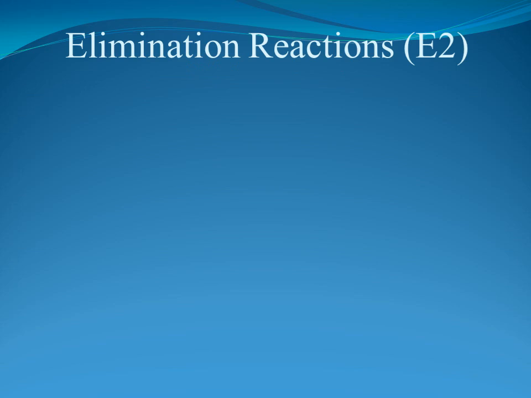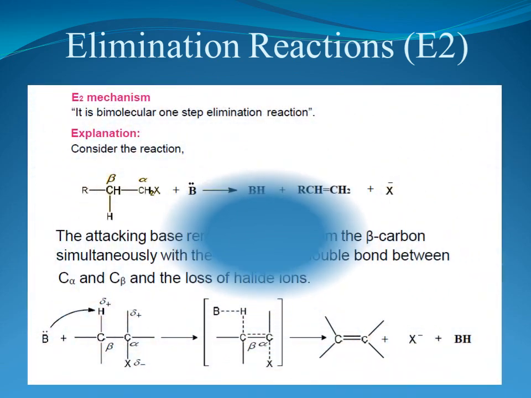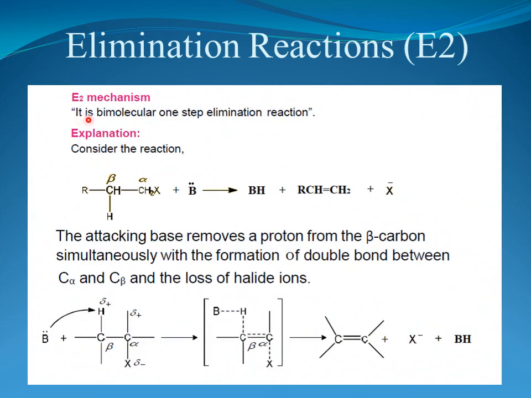Students, the second type of elimination reactions are E2 reactions. It is a bimolecular one-step reaction just like SN2. Bimolecular means 2 molecules will be participating in the rate determining step. Since it occurs in only one step, so this is the only step and the rate determining step.